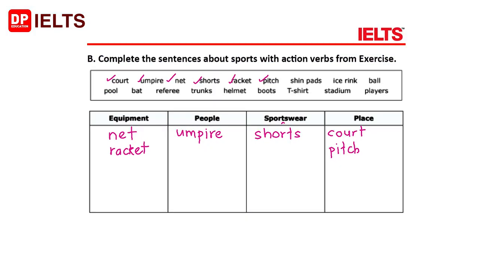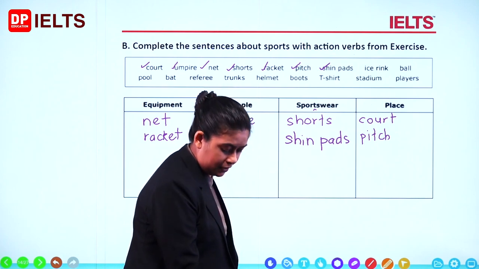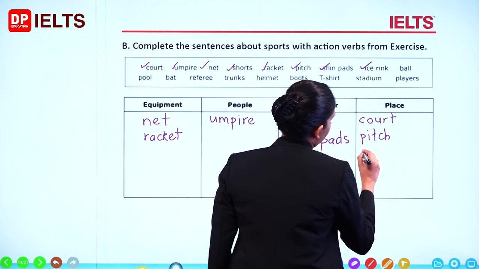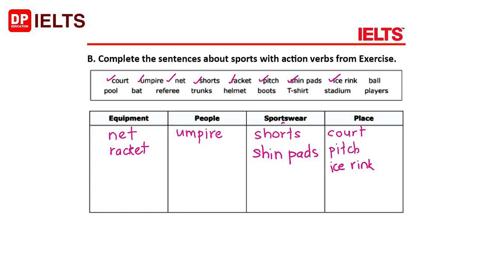Right. So shin pads are sportswear. Like what you wear on your legs when you play football or cricket, something like that, but a bit lower. Ice rink is a place. Ball is an equipment. Pool is a place. Bat is an equipment.